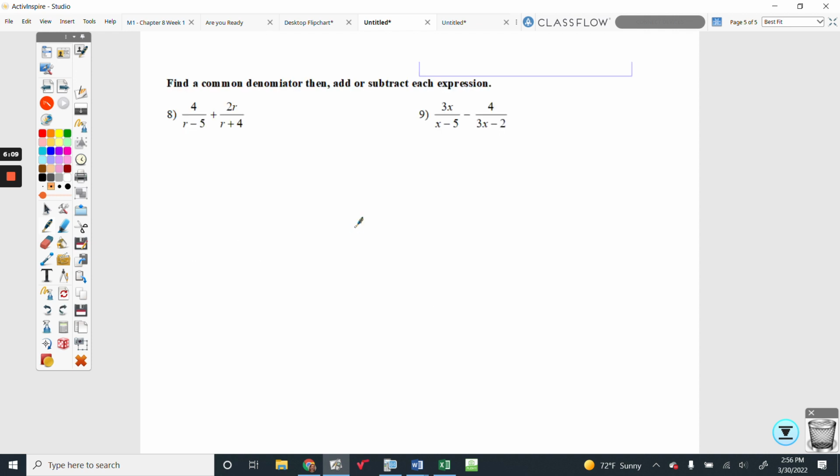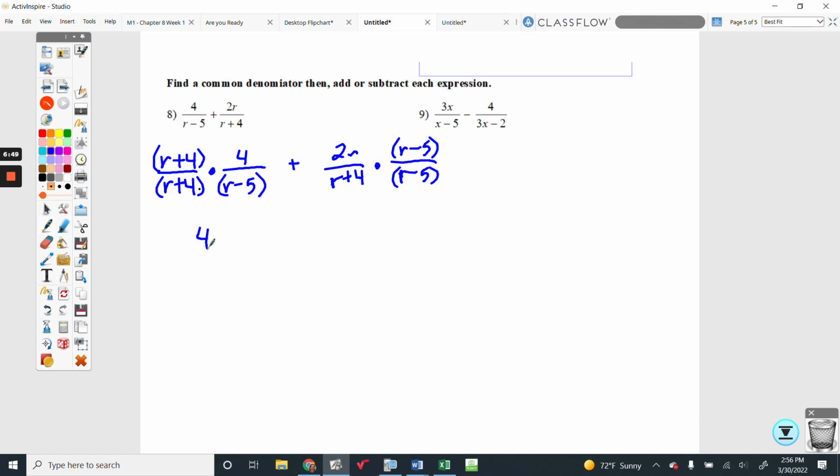So these are unlike denominators. In order to add fractions with unlike denominators, we must get a common denominator first. We do that by multiplying. To get these denominators to be the same, I'm going to have to multiply by 1. I'm going to disguise 1 as r plus 4 over r plus 4, the denominator of the other fraction. Parentheses, parentheses. Then I'll have 2r over r plus 4, and this one I need to multiply by the denominator of the other fraction in the form of 1, r minus 5 over r minus 5.